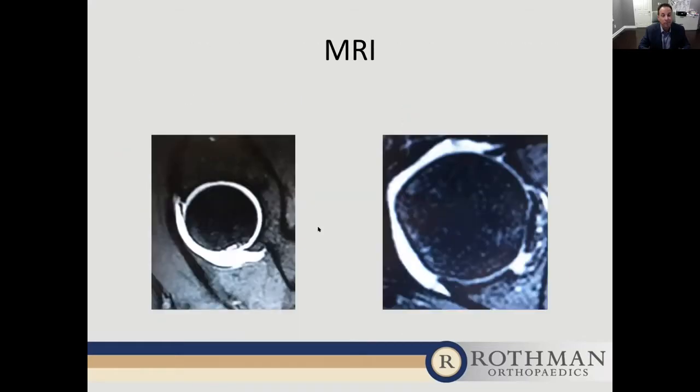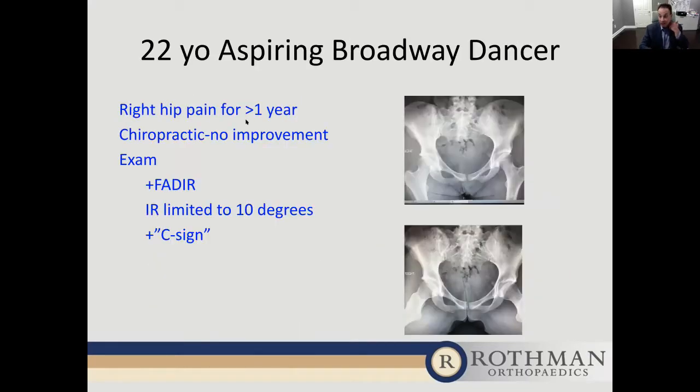So I'm going to give you an example of a pretty classic FAI, or femoral acetabular impingement, patient. This is a 22-year-old aspiring Broadway dancer. She's had right hip pain for greater than 1 year. She had seen a chiropractor for this because she thought it might be from her back, and she had no improvement. On examination, her flexion, adduction, internal rotation sign was positive, with pain in the groin.